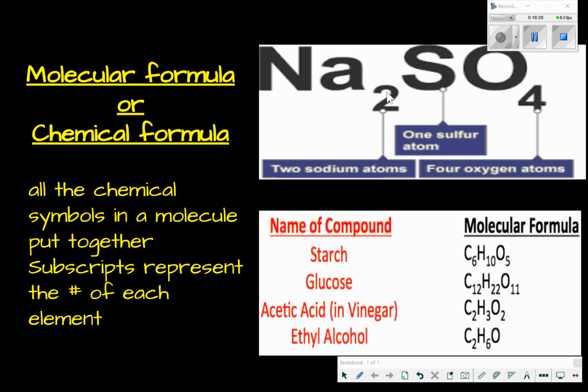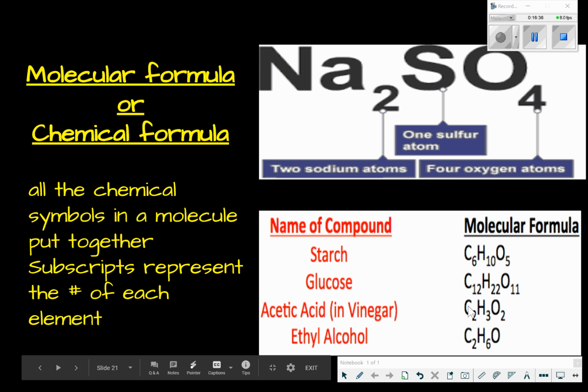So Na2SO4. When you've got a single atom, you don't say the number. By saying its name, you're assuming that there's 1. So here's the name of the compound, and here's the molecular formula. Starch is C6H10O5. Glucose is C12H22O11. Acetic acid or vinegar, C2H3O2. Ethyl alcohol is C2H6O.